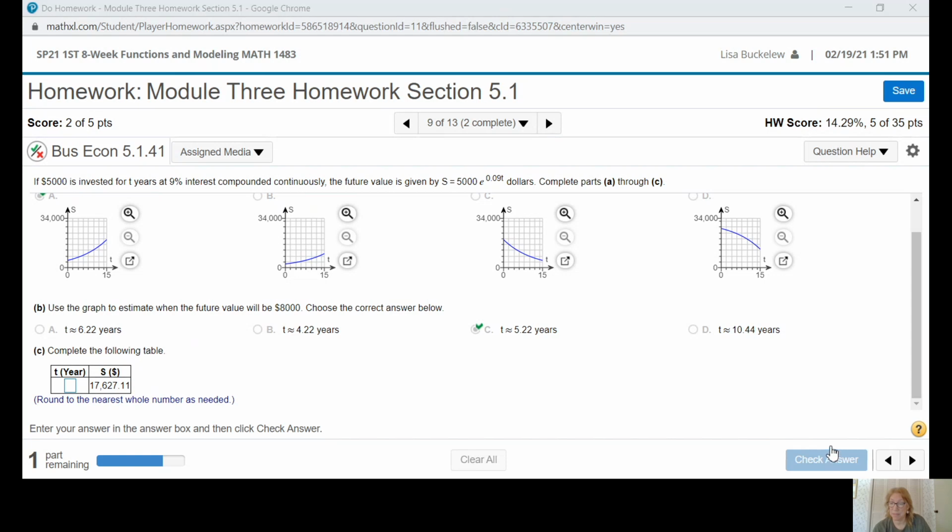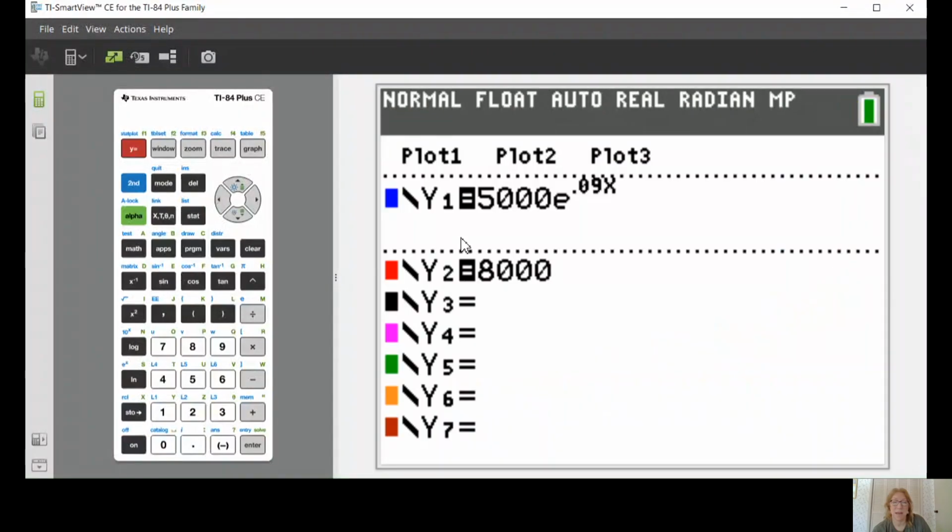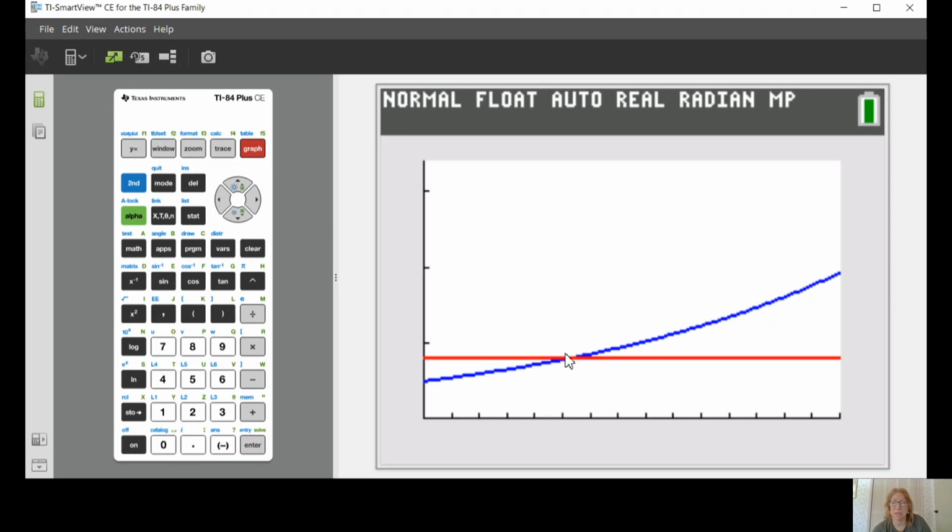None of this is real fast because I have to keep switching back and forth. So let's see, I'll go and show you that. Now the example that I just did was using the intersect feature. When they gave us an answer, I took that output and I put it into Y2, and then we looked at the graph and found where it intersected.